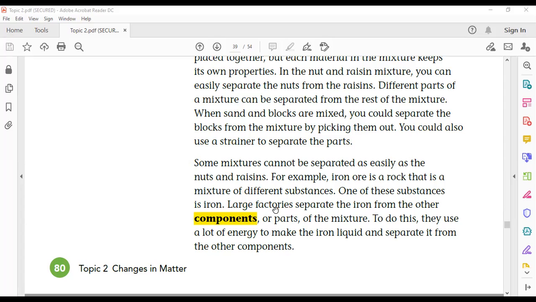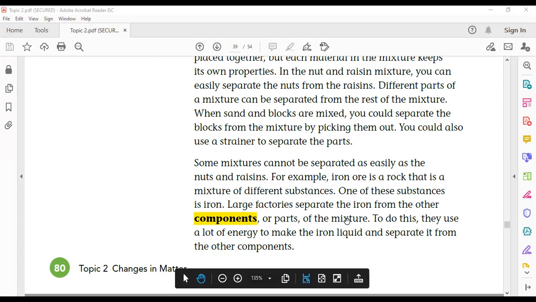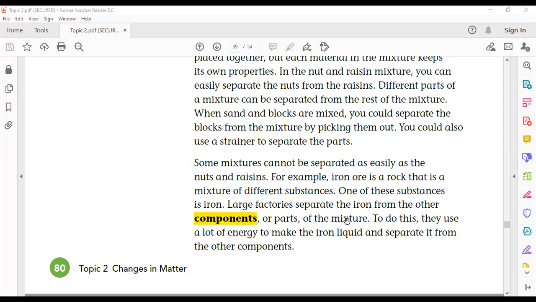One of these substances is iron. You need large factories. You can't do this, for example, in your home. You need factories and equipment. Large factories separate the iron from other components or parts of the mixture. So separating mixtures is not always as easy as you think. This is one of the examples.